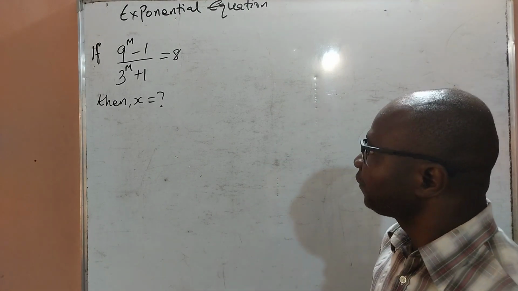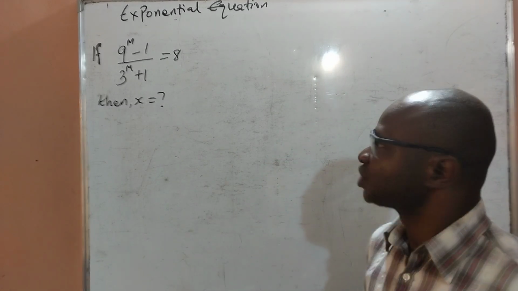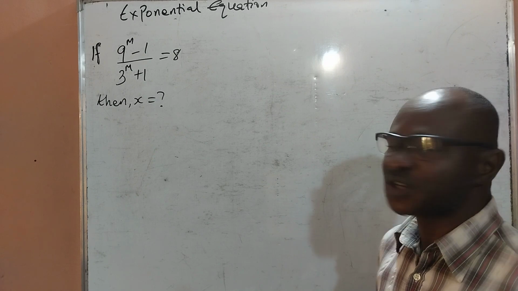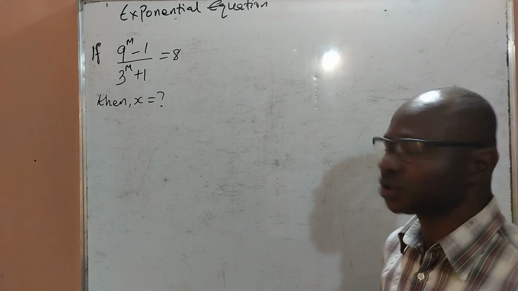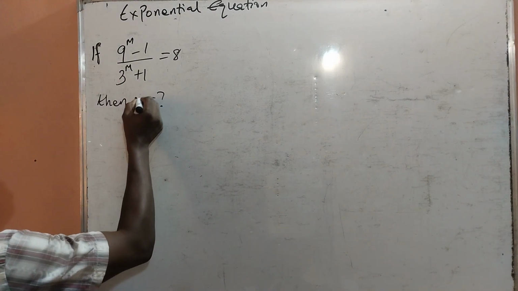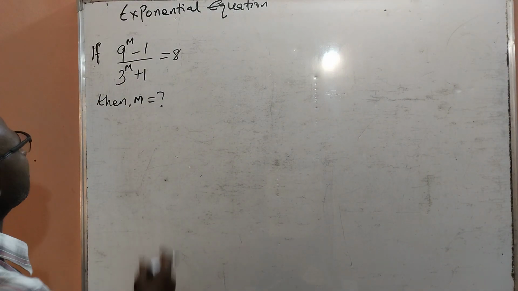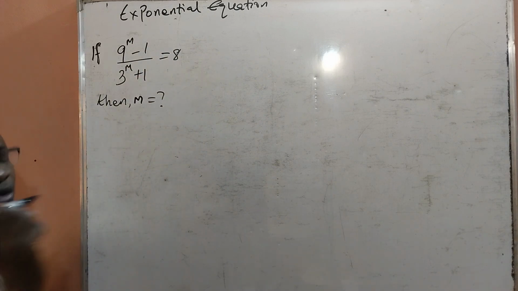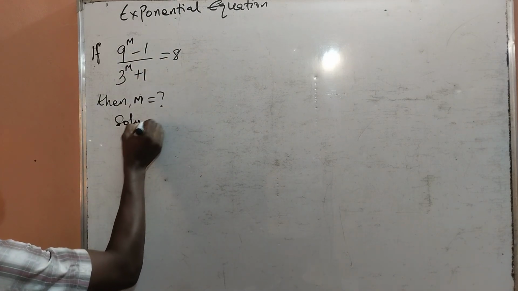Alright, if 9 raised to power n minus 1 all over 3 raised to power n plus 1 is equal to 8, what should be the value of n? Please, this place should be n. What then is the value of n? Alright, it is not going to take time. Solution to this question.